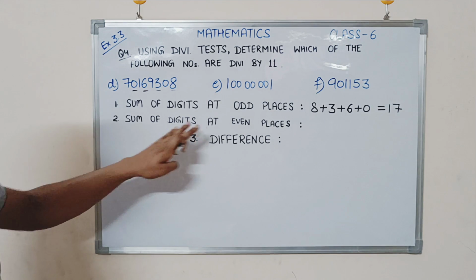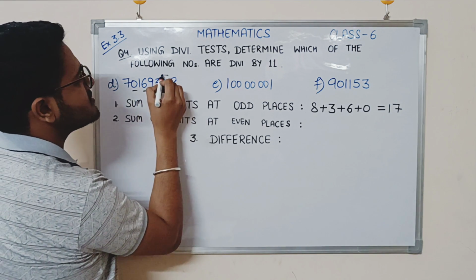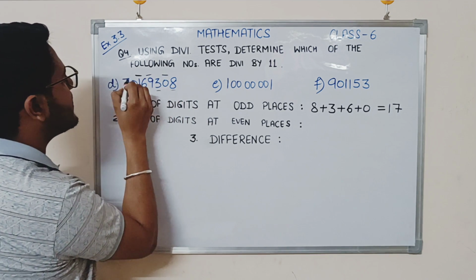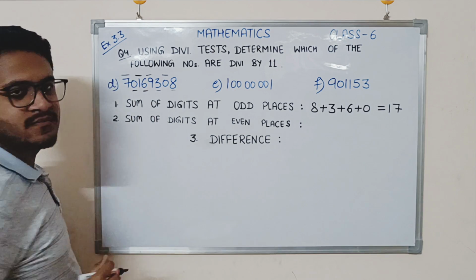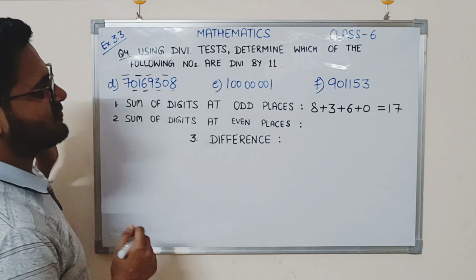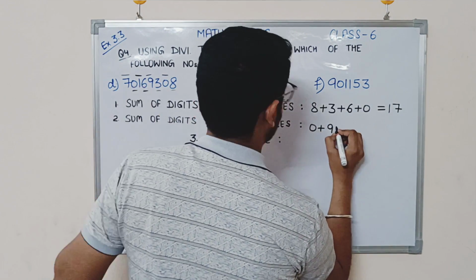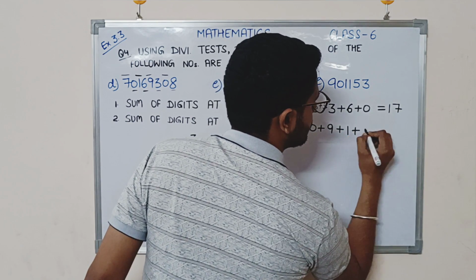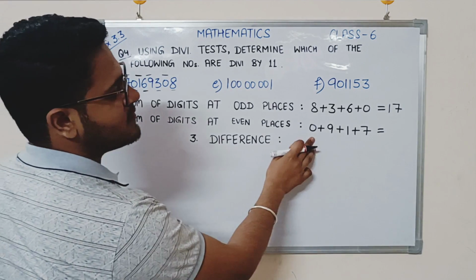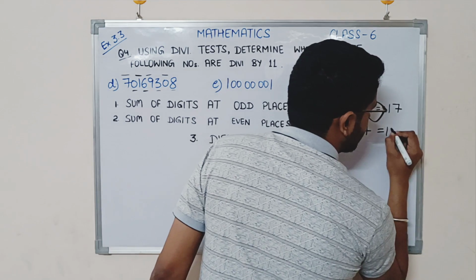Okay. Step 2, sum of digits at even places. Even places will be the second place, fourth place, sixth place and eighth. Right. So it will be 0 plus 9 plus 1 plus 7. Okay. So what will be the sum? 0 plus 9 is 9, 9 plus 1 is 10 and 7 is 17.